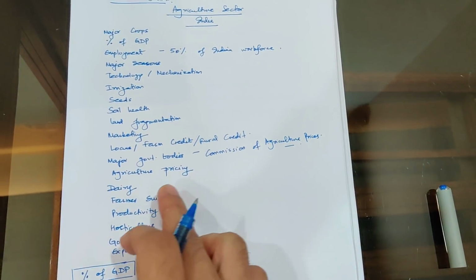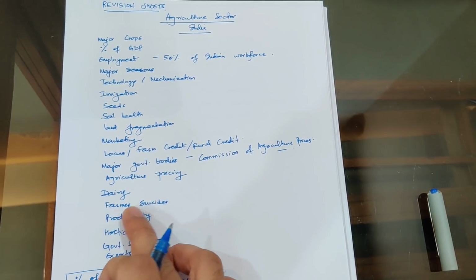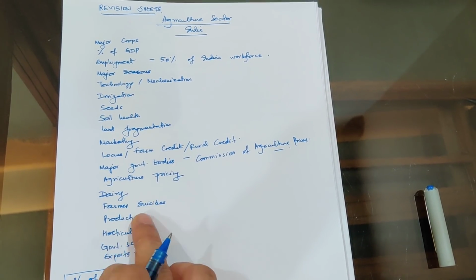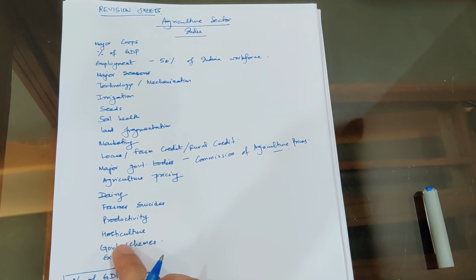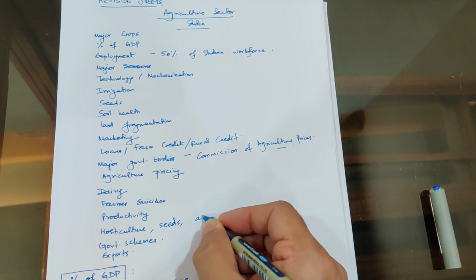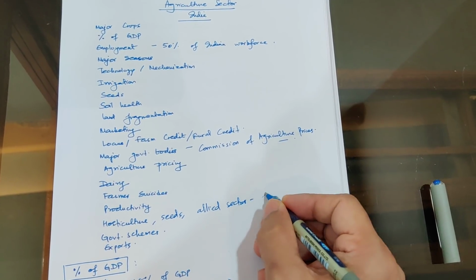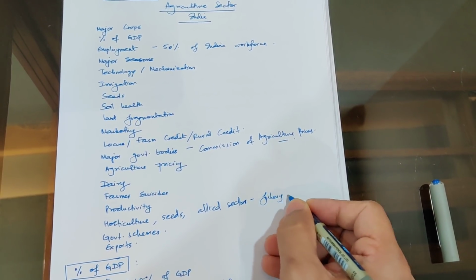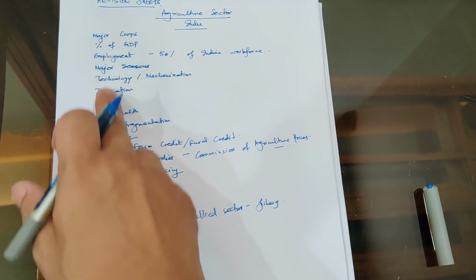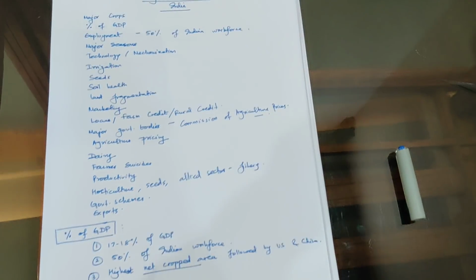Then agriculture pricing, dairy, the matter of farmer suicides, agriculture productivity in India, horticulture. You can also add seeds, allied sectors such as fishery. So in that, what are the major facts, government schemes, and what are the exports. So export, you can club it here with the GDP, which I remembered later, so I added it later.